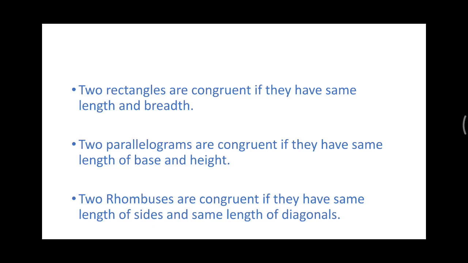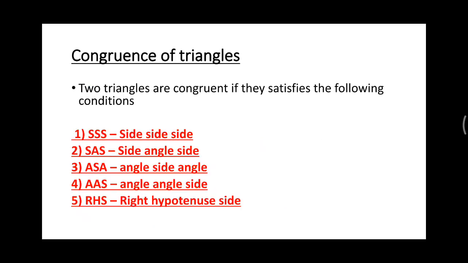Two parallelograms are congruent if they have the same base and height. Same length of base and height means length of base is also same and the height is also same. Two rhombuses are congruent if they have the same length of sides and the same length of diagonals. Both diagonals are also same, then these rhombuses are also congruent. Now this is our main topic, congruence of triangles.